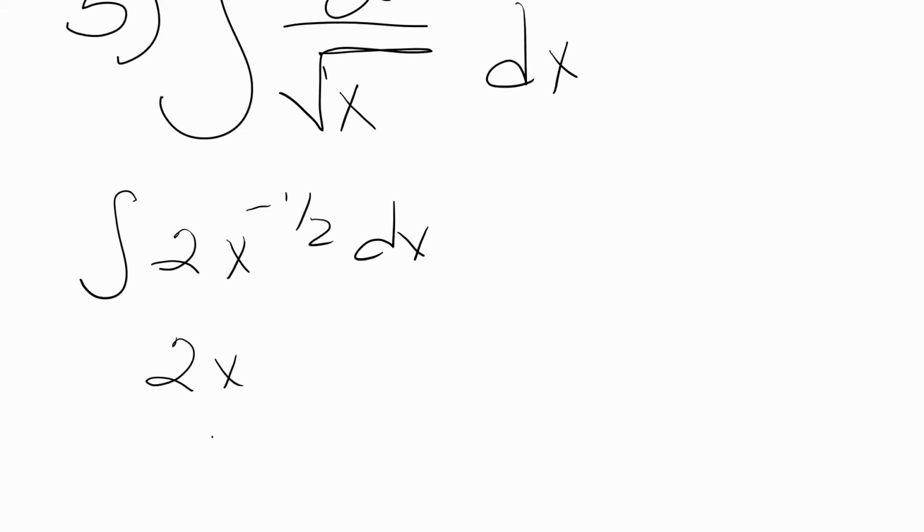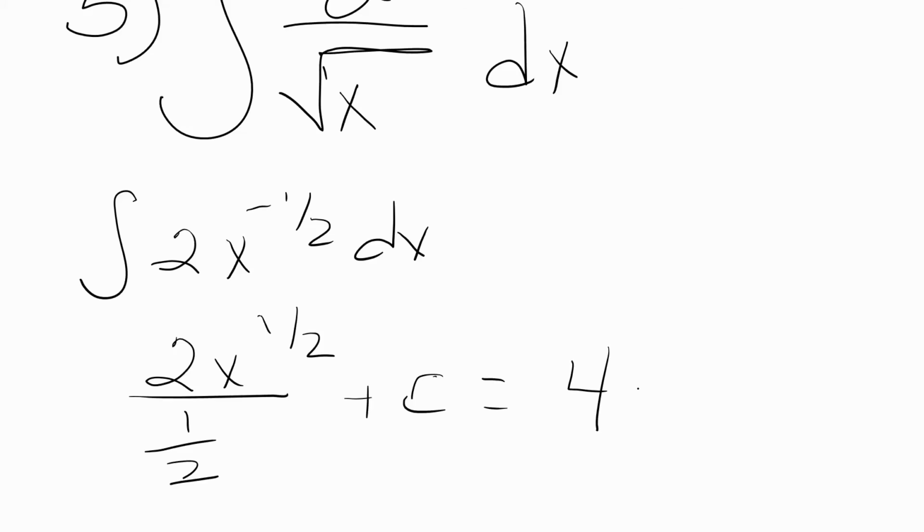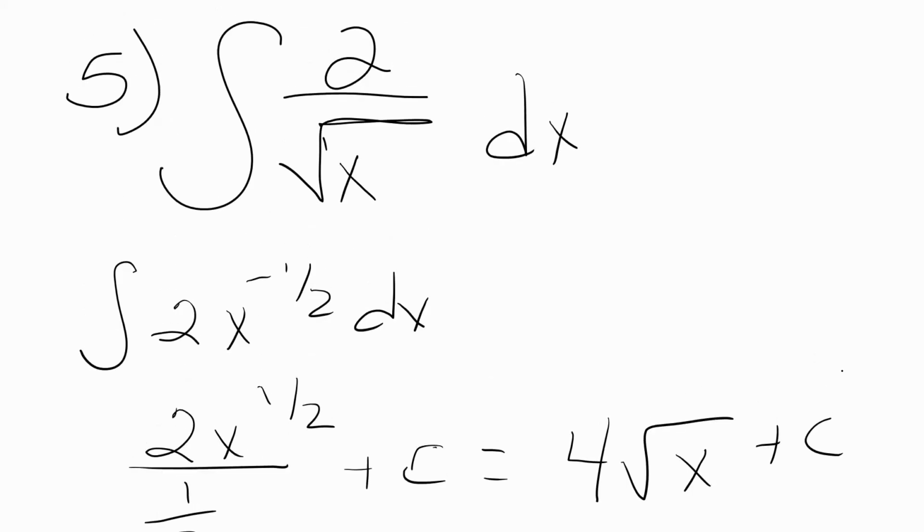Leave the 2 on the x, add 1 to the exponent. So negative 1/2 plus 1 becomes a positive 1/2. Divide by the new exponent. So we're going to divide by 1/2 plus c. All right. So now we don't divide by a fraction, we flip and multiply. So 1/2 flipped is just 2. 2 times 2 is 4. X to the 1/2 power is the square root of x, plus c stays. So the correct answer to the integral of 2 over the square root of x dx would be 4 times the square root of x plus c.